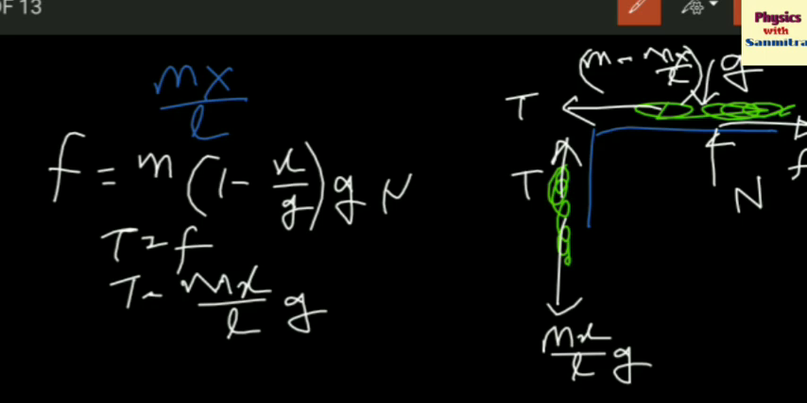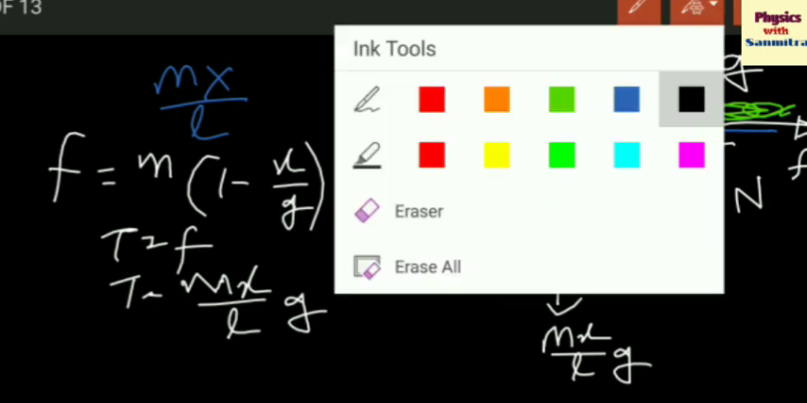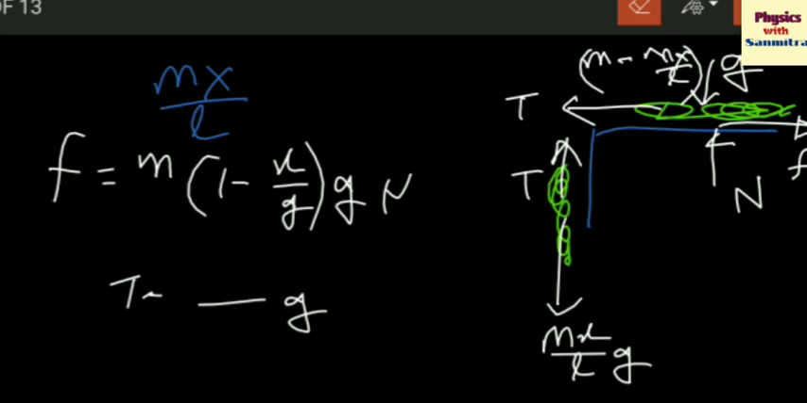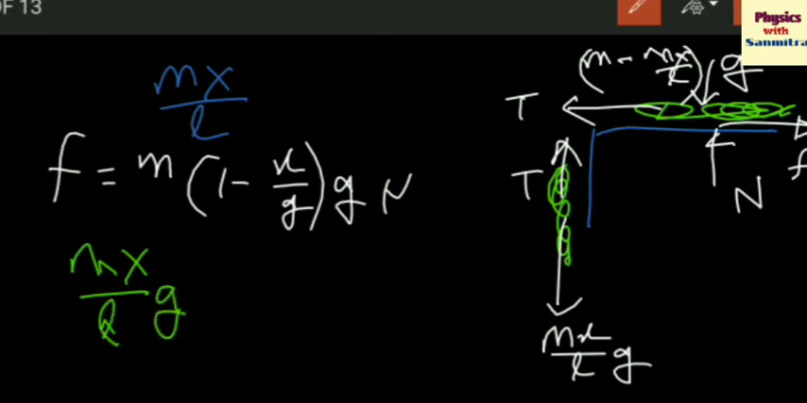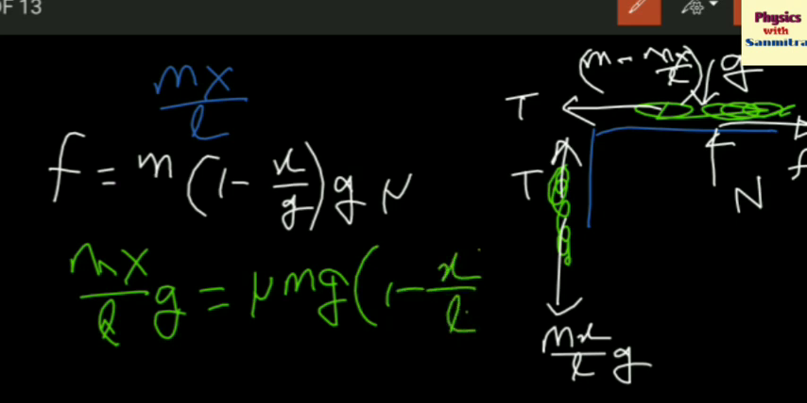Now F is equal to MX by L into G. So I can write here M X by L into G is equal to mu M G into 1 minus X by L. Now I can cancel out Mg and Mg. I will get X by L is equal to mu into 1 minus X by L.